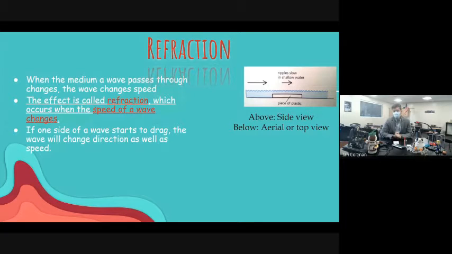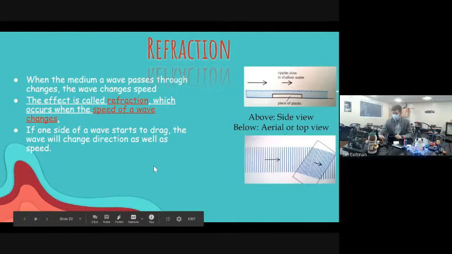Good. All right, the last one that we're looking at is diffraction. And I'm going to have Ms. Monroy explain diffraction.